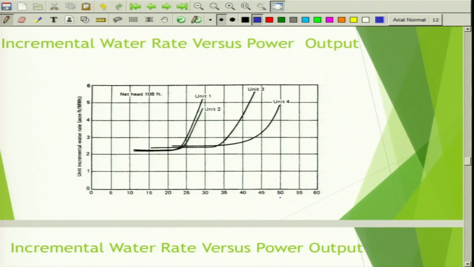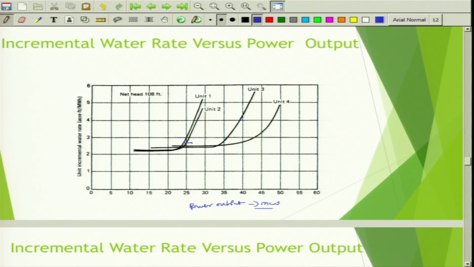See next, there is incremental water rate versus power output. This is power output, let us say in megawatt, right. So there is incremental water rate. You see here, every unit, these are different units, you may consider different hydropower plants. So the different units have different incremental water rates. You see here, I will take the example of unit 1.